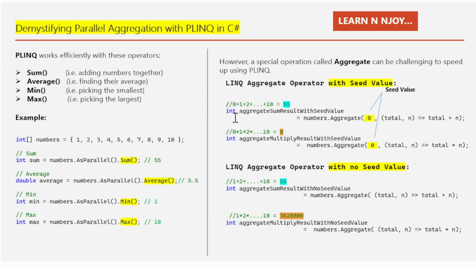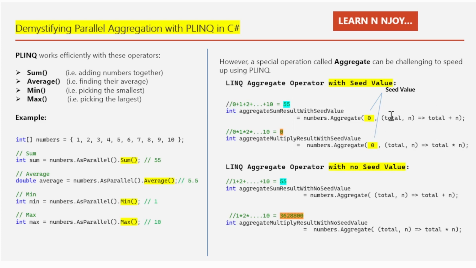Here I have written int aggregate sum result with seed value equal to numbers.Aggregate(0, (total, n) => total + n). So this line calculates the sum of all elements in the numbers array by starting with the seed value. What is the seed value? Here the seed value is 0, and we add each element to the total. That's what I have written, total plus n.